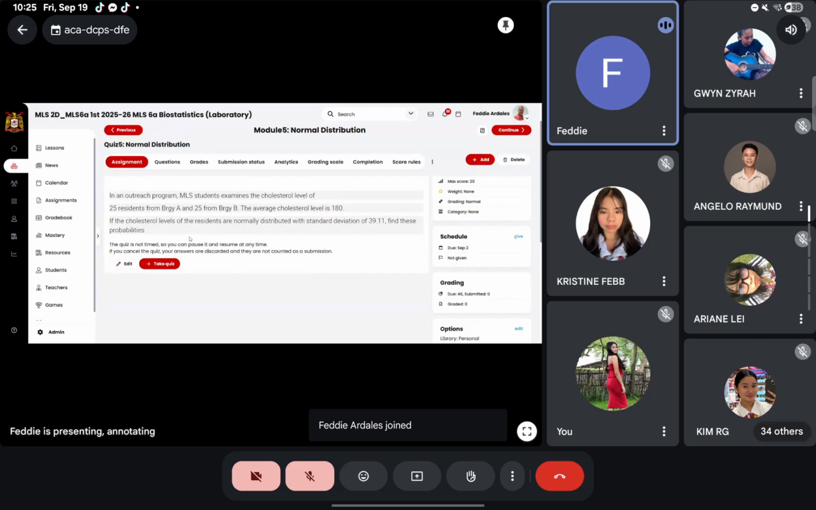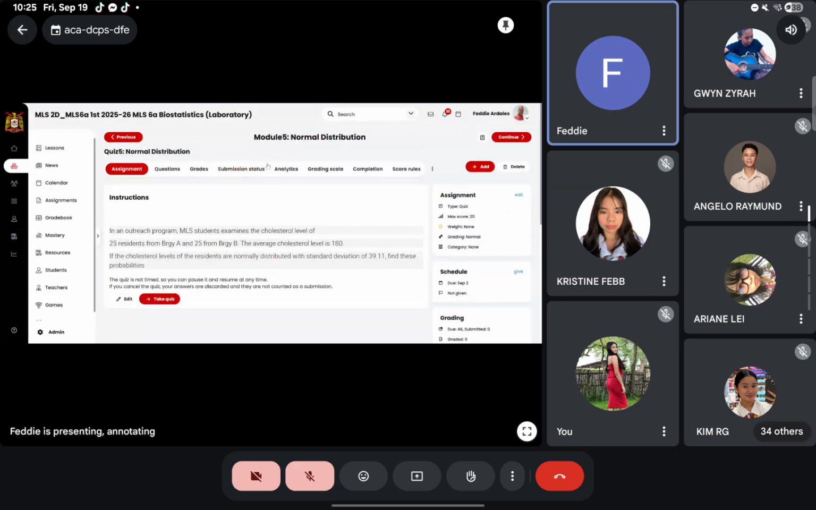For our activity, so let me open this one. This is about normal distribution, with a maximum score of 20 items. All you have to do is make use of GeoGebra or the online distribution calculator. You can use them.